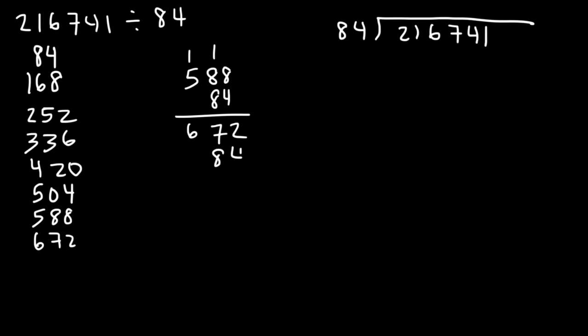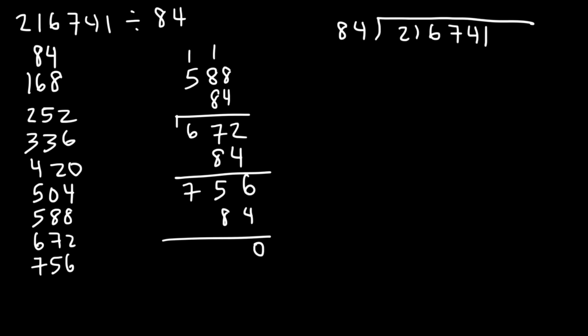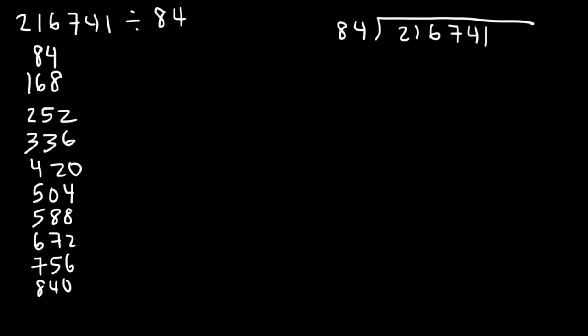Now let's add another 84 to it. 2 plus 4 is 6. 7 plus 8 is 15. And 6 and 1 is 7. So this will give us 756. And if we add another 84, 6 and 4 is 10. 5 and 1 is 6 plus 8, that's 14. So this is 840. And we could stop here because 84 times 10 is 840. So once you make a list, you could finish the problem regardless of how big this number is.